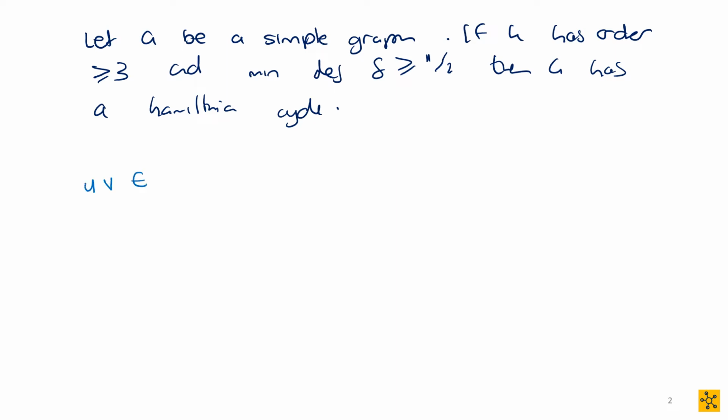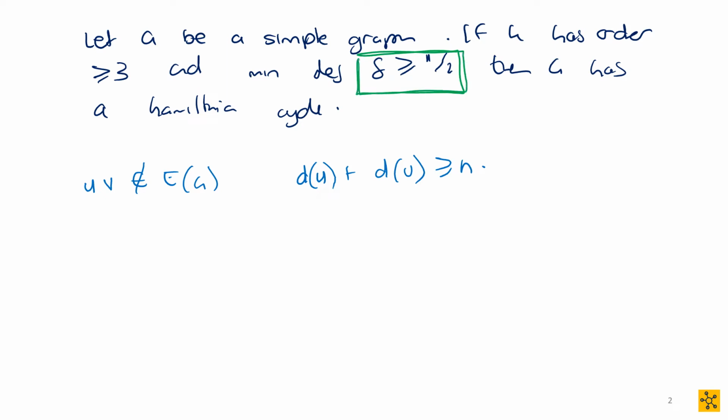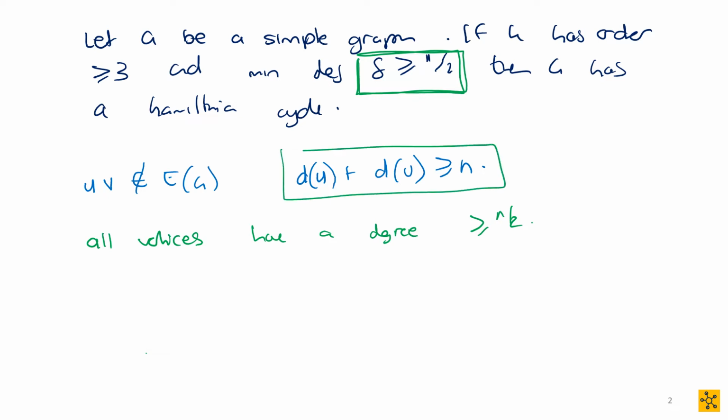Now the nice thing about this is, if you look at Ore's, you have the situation where all the ones which are non-adjacent fit the condition that the degree of u plus the degree of v is greater than or equal to n. But here you have the minimum degree is greater than or equal to n over 2, which means all your vertices have a degree greater than or equal to n over 2, which means any of the non-adjacent vertex pairs is going to fit this.